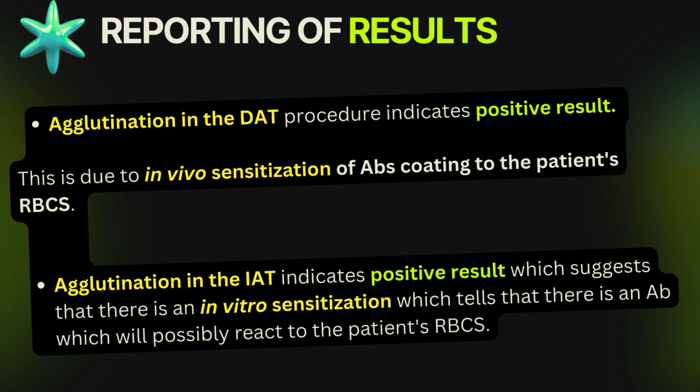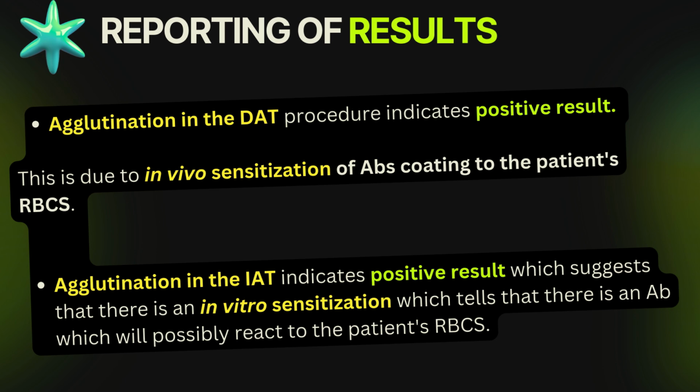So reporting of results. When it comes to the reporting of results, agglutination is a key indicator in both the direct and indirect. So in your DAT procedure, agglutination signals a positive result, which is due to the in vivo sensitization of antibodies coating the patient's red blood cells. So this means that within the body, these antibodies have already attached themselves to the RBCs.